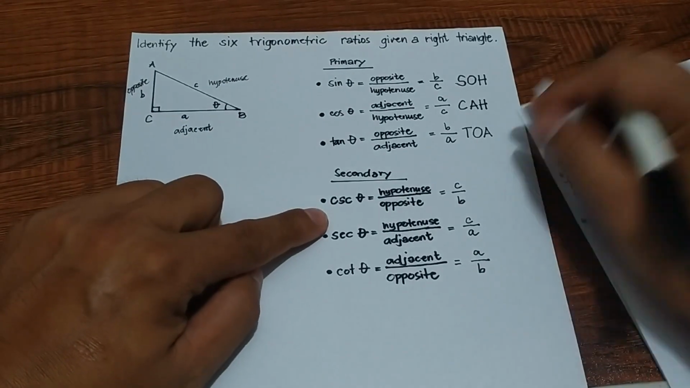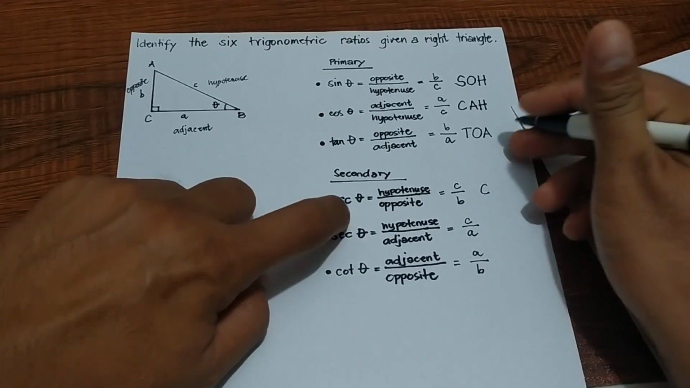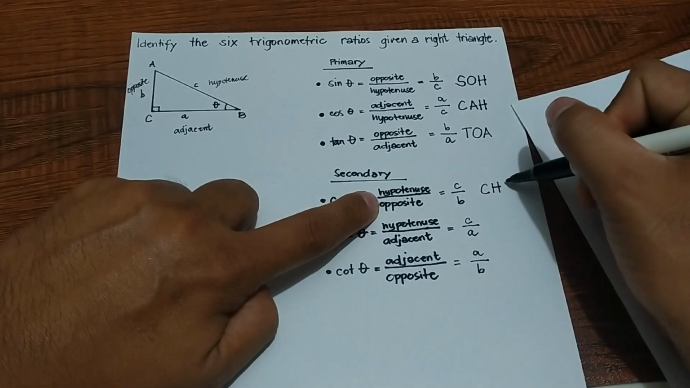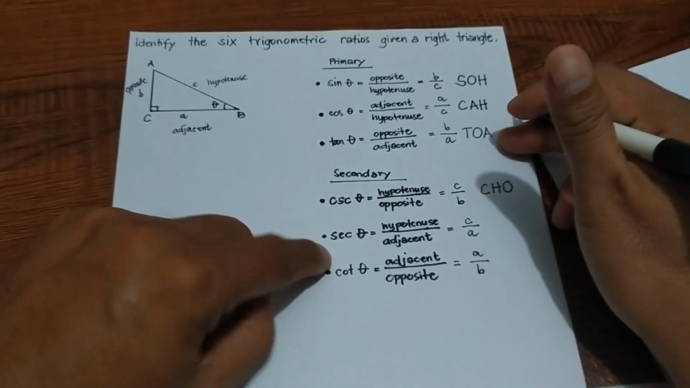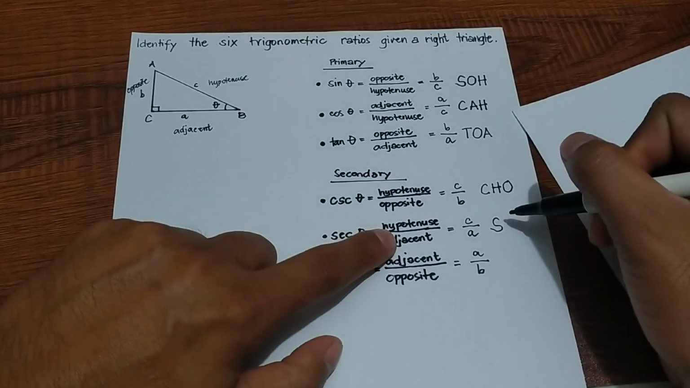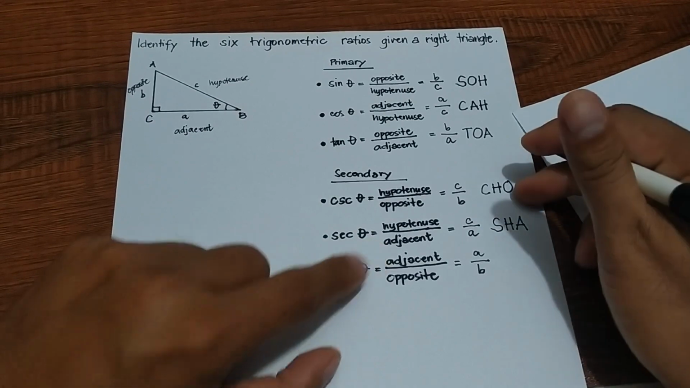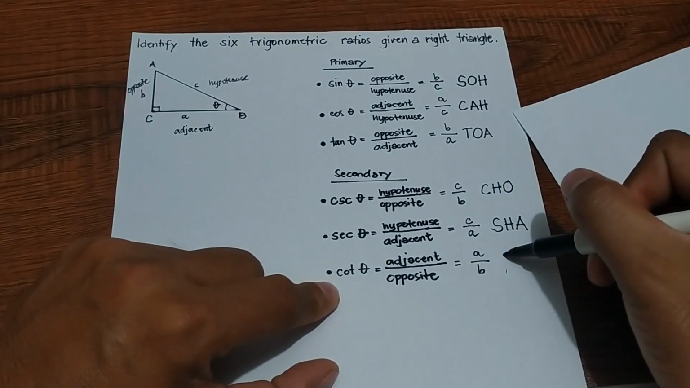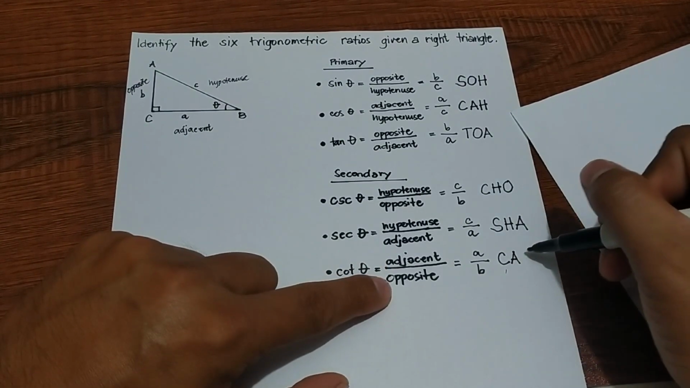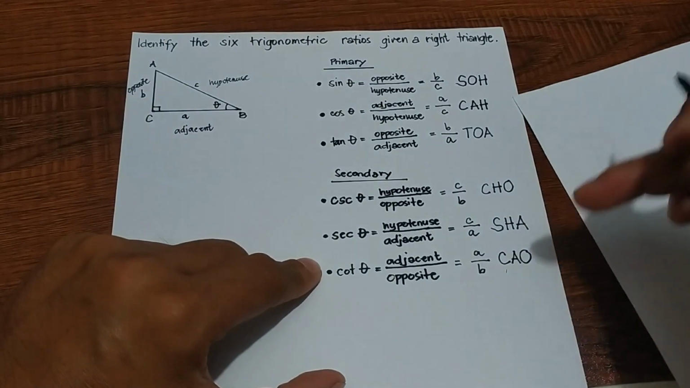How about for the secondary? Let's start with the first letter, that is C, cosecant: hypotenuse over opposite. Next, for the second, we have S, secant: hypotenuse over adjacent. And lastly, we have cotangent. We have C, that is adjacent over opposite. So that is CSC, SEC, COT.